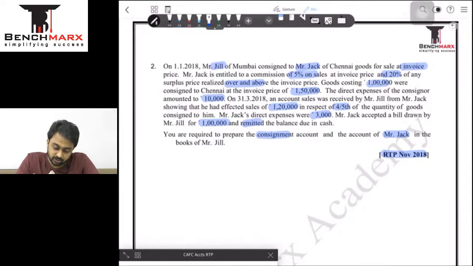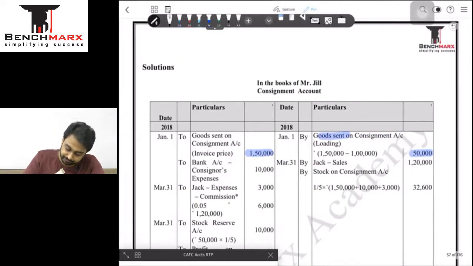Where are the expenses of the consignor? Can I say consignor expenses is here 10,000 rupees? Yes. So it is consignment account debit to cash bank. This amount is 10,000. That is the consignor expenses.